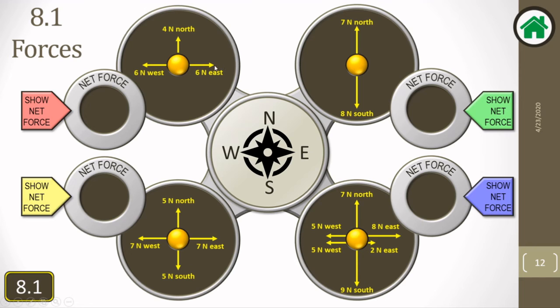Now hopefully you can see those two forces will cancel each other out. But then there's a force of 4 newtons to the north, which is not being canceled out by any force to the south. So the net force in this situation is 4 newtons to the north.